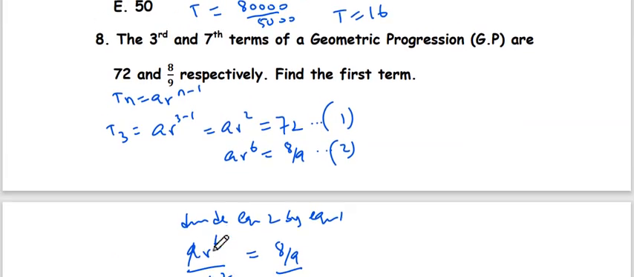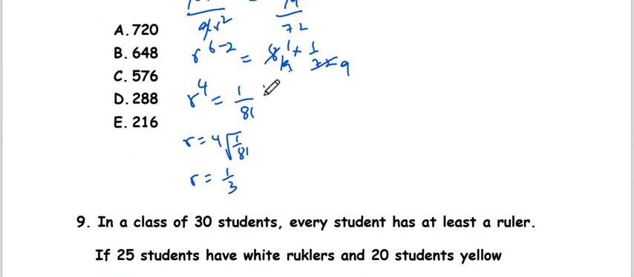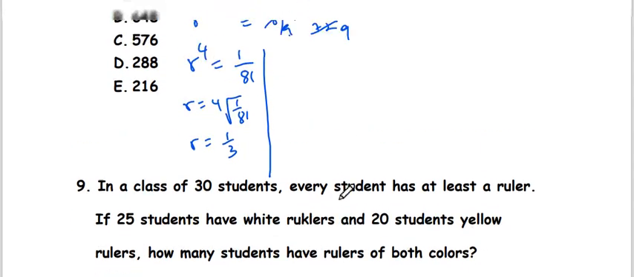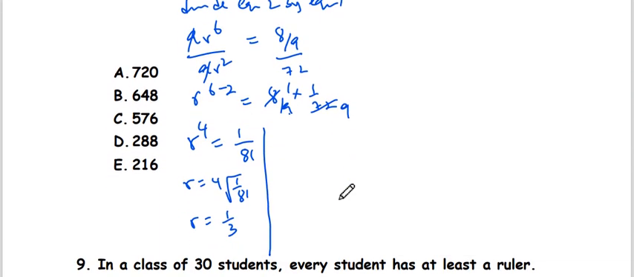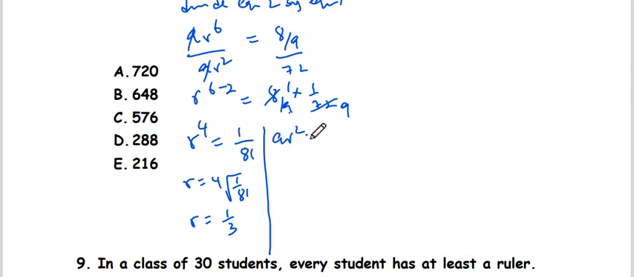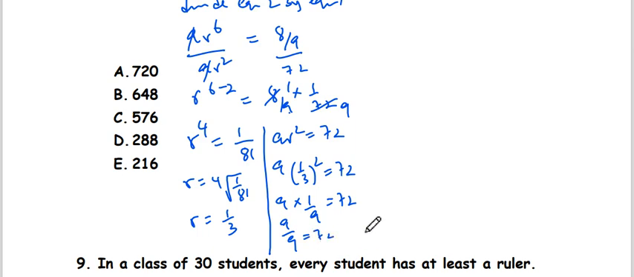And we have to look for the first term. So this is the common ratio. To get the first term, let's plug this into equation 1. So equation 1 is AR squared equals 72. That's A bracket 1 over 3 squared equals 72. That's A times 1 over 9 equals 72. That's A over 9 equals 72. So A is equal to 72 multiplied by 9. A is equal to 648. So our answer is B.